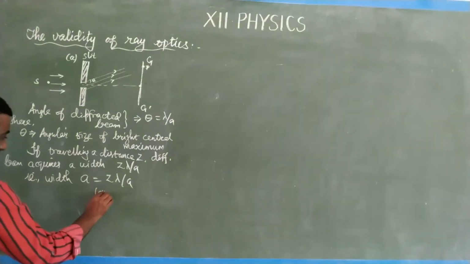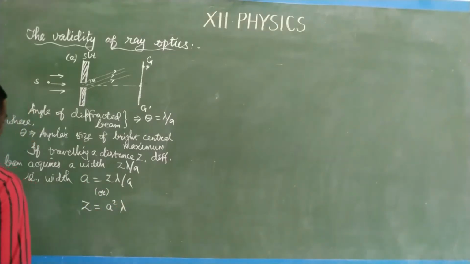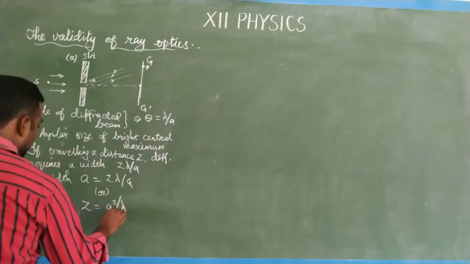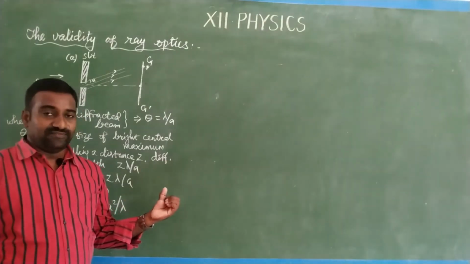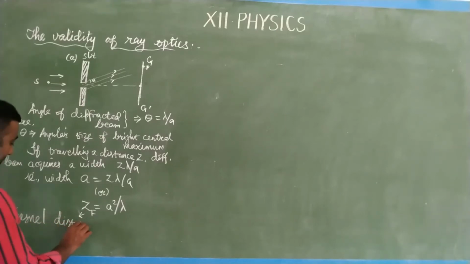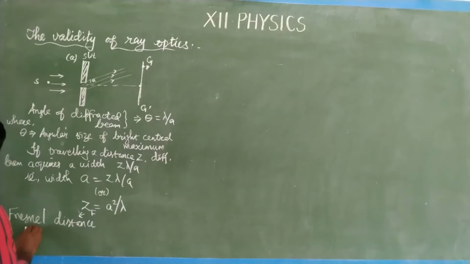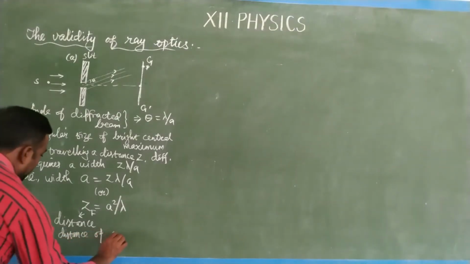So we can get Z: Z is equal to A square by lambda. This was given by the scientist Fresnel, so it is the Fresnel distance, ZF, which is nothing but the minimum distance of diffraction.